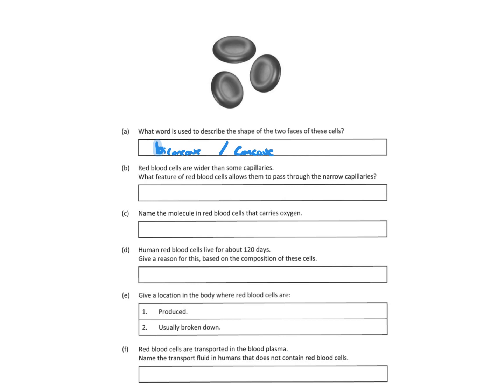Red blood cells are wider than some capillaries. What feature of red blood cells allows them to pass through the narrow capillaries? Well, they're flexible. Okay, they don't have a nucleus or a mitochondria inside, so they are a little bit more flexible so that they can pass through the narrow capillaries. So it doesn't matter if they're squeezed in a little bit, they're still going to be able to fit through. Name the molecule in red blood cells that carries oxygen. So that's our hemoglobin, which we saw a couple of minutes ago.